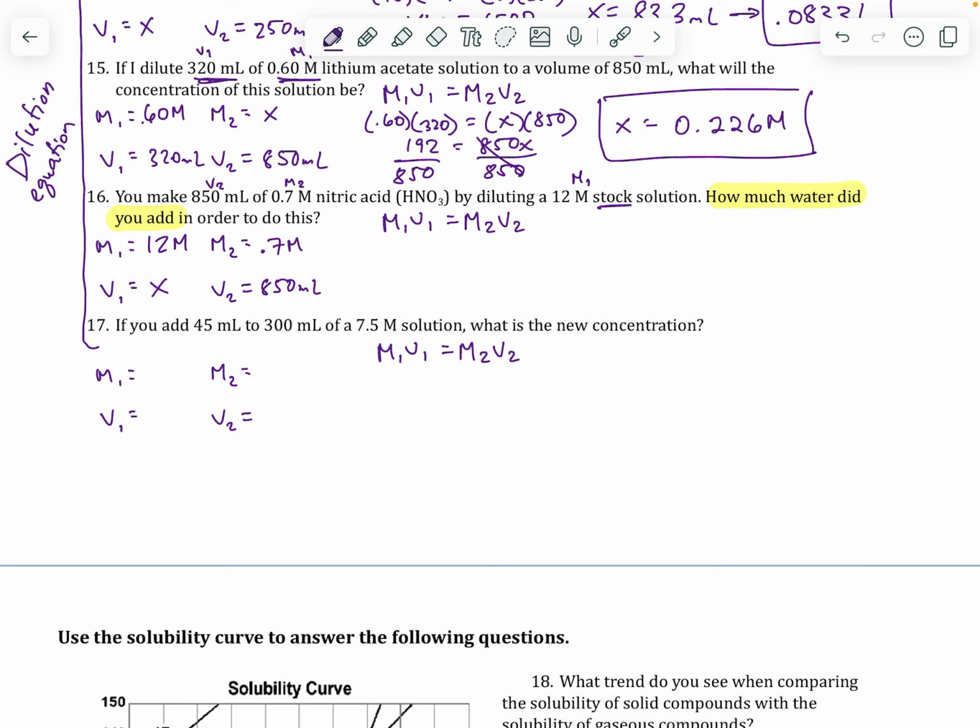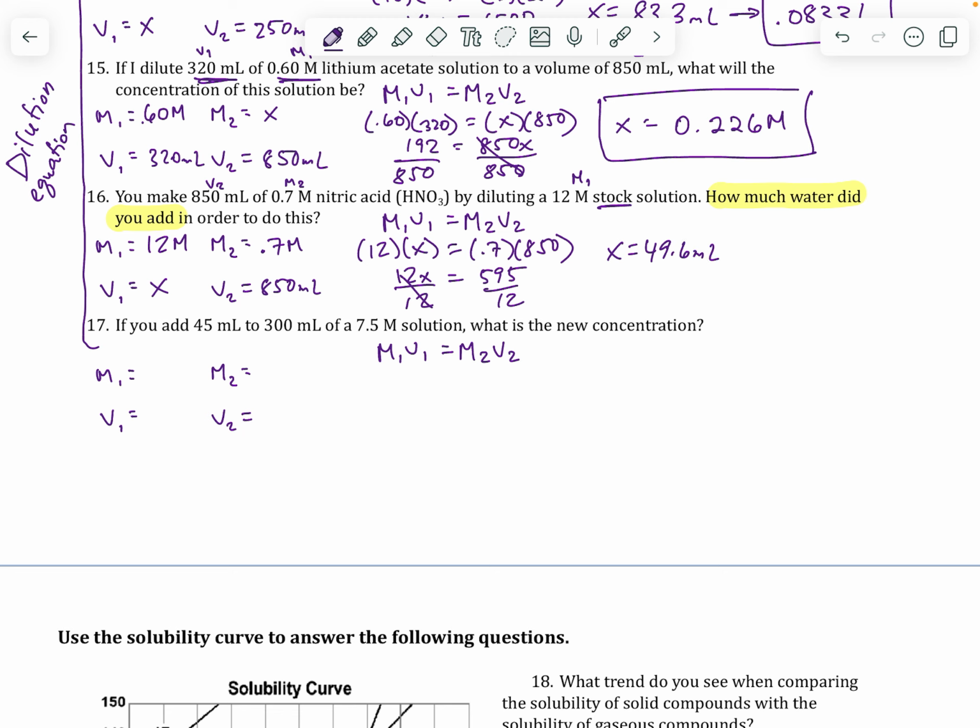So that means that we are solving for V1, but we have to go an extra step and figure out how much we have to add to V1 to create 850 milliliters, right? And so we solve just like we would normally for one of these variables, in this case, volume 1, our initial volume. 12x equals 0.7 times our 850, which is 595. Divide by 12, so x equals, in this case, 49.6 milliliters.